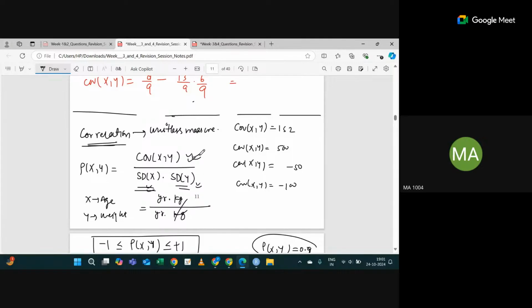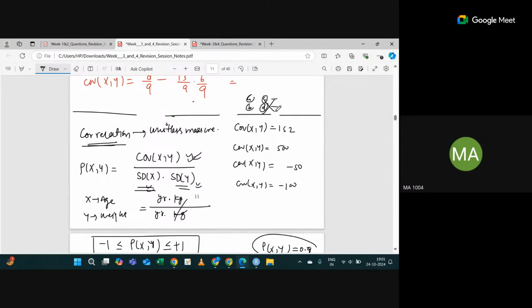Why? Suppose you have been given options, and you have calculated the covariance. If the covariance comes out positive, see, the denominator will always be positive. Suppose there are 4 options, A, B, C and D, and the values for options C and D are given as negative, but your covariance is positive. That means C and D are not correct, and you have to choose between A and B.